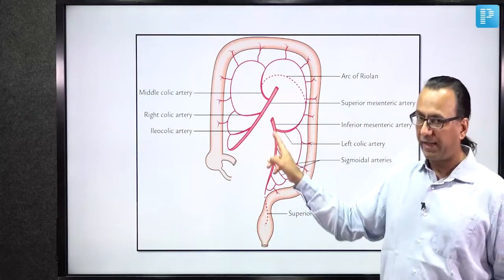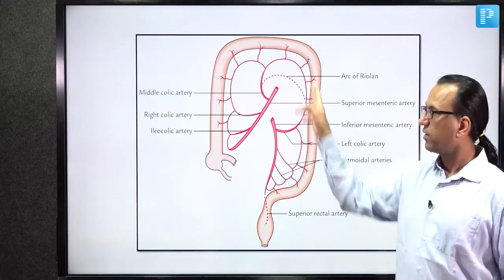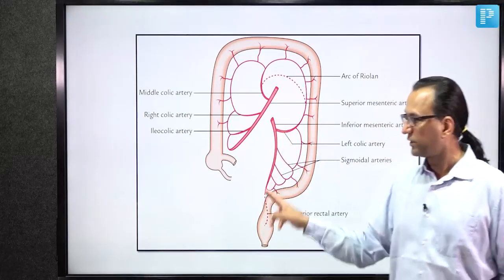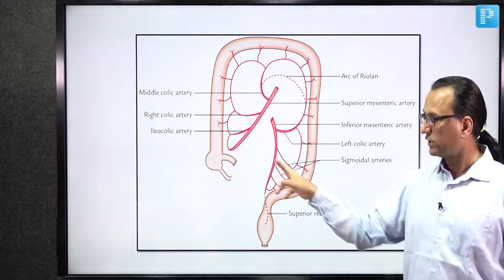This inferior mesenteric artery gives the left colic artery to supply the descending colon. It also gives a branch which will supply the splenic flexure of the colon, and then it gives the superior rectal arteries and sigmoidal arteries, to supply the rectum, anal canal and also the sigmoid colon.